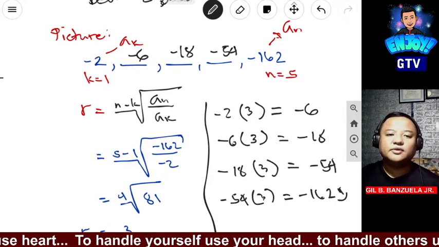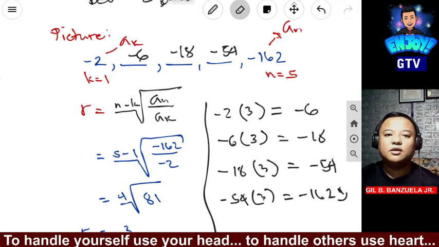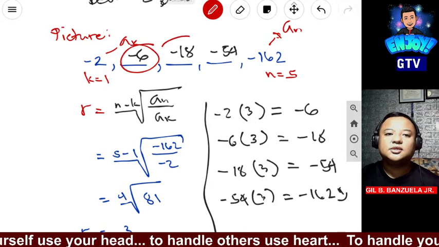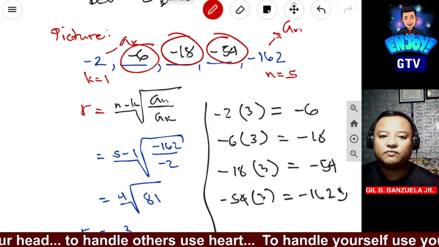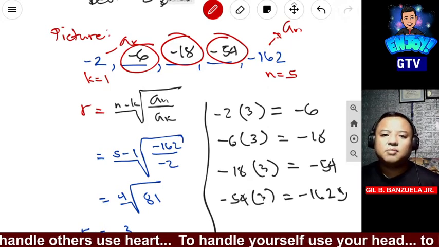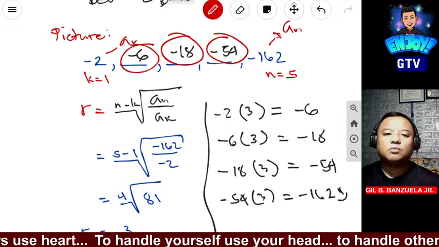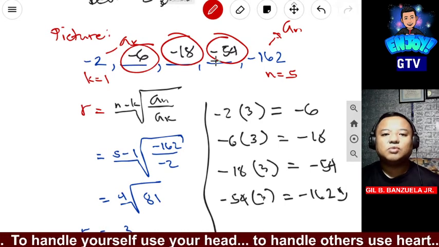So therefore, the geometric means that we are looking for are the following: -6, -18, and -54. So I hope that is clear, guys, no? So that is the main purpose why we need to solve first our common ratio, so that we will be able to complete the sequence, no?